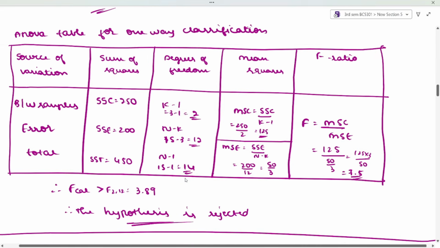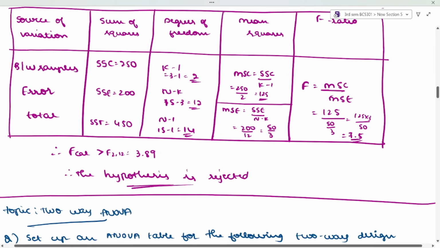Now if you take the ANOVA table, first is source of variation, that means between samples, errors and total. Now sum of squares, that means SS, the values we found out, degree of freedom, mean square, and next is F ratio. Between samples means SSC, that is column, 250. Error means SSE you found out 200. Total means SST you found out 450.